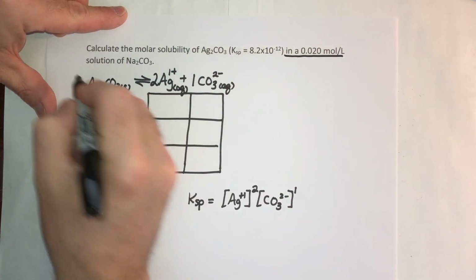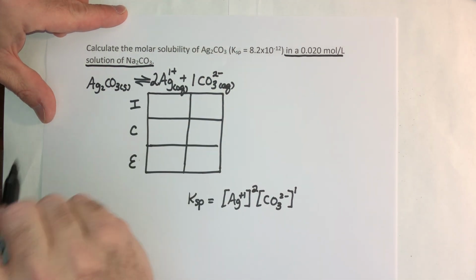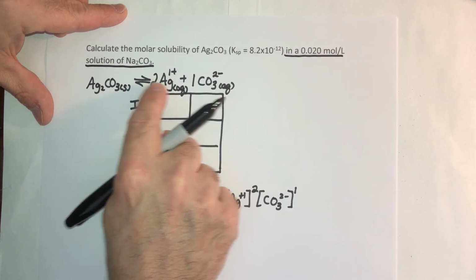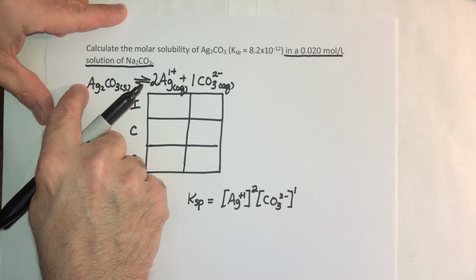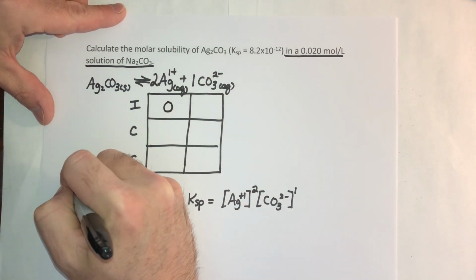But you do have a secondary source. In this water, you've already got some sodium carbonate. So where's the only place you're going to get silver? The only place you're going to get silver is from the silver carbonate, right? That's the only source. So if you give it 0 seconds to break up, that gives you 0.